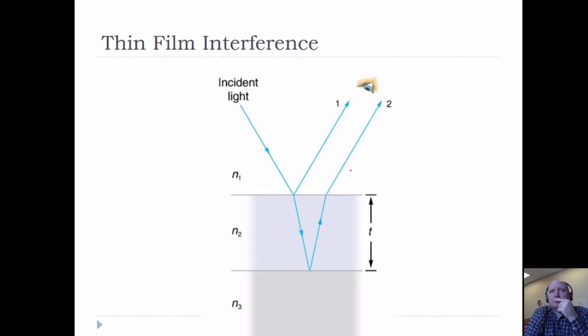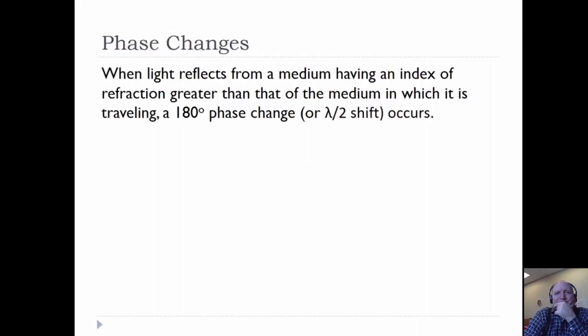Now, these two beams, 1 and 2, can interfere with each other. You might be thinking, well, this is a thin film, so this is really exaggerated here. T is very, very small, so really ray 2 doesn't travel a whole lot further than ray 1, therefore it's not going to be phase shifted a whole lot from ray 1. And you'd be right, except there's a phase shift that occurs upon reflection in certain circumstances.